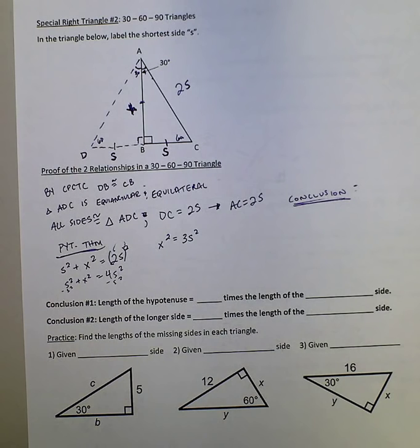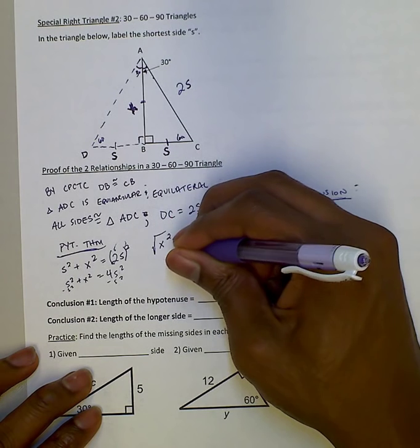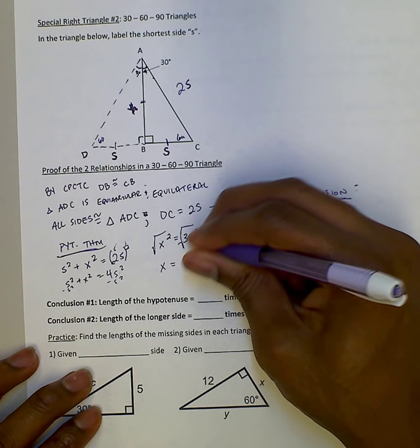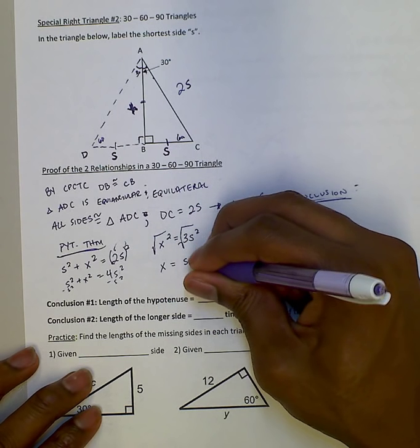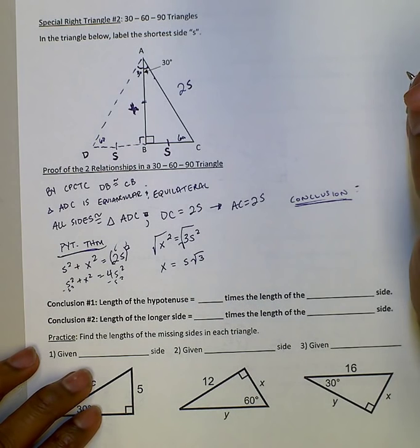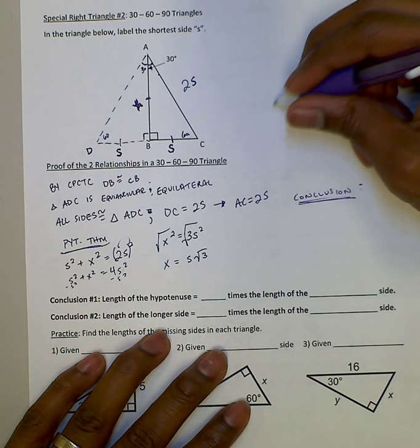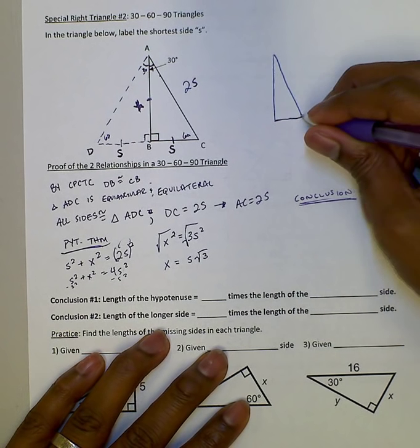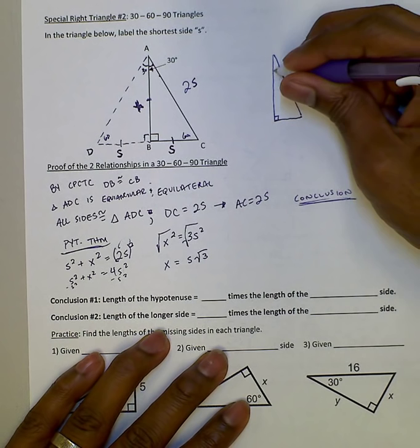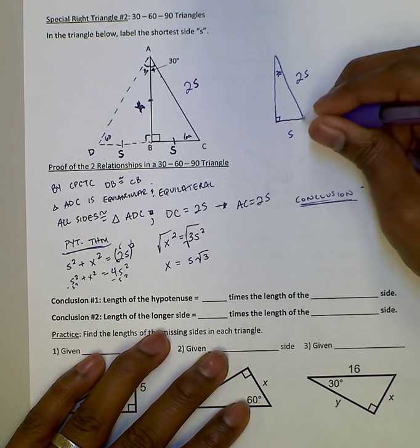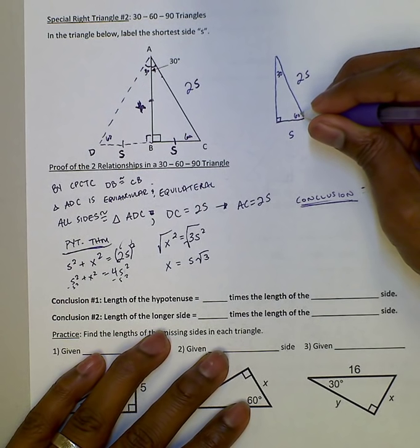Again, we take the square root to find out what X is. Same logic that we used with our 45, 45, 90 triangles, we come up with S radical 3. So this height is S radical 3. I'm redrawing this 30, 60, 90 triangle so we can look at it in its final form, how we want to remember it. Across from the 30-degree angle, we have S. Our hypotenuse will be 2S. And across from the 60-degree angle will be S radical 3.